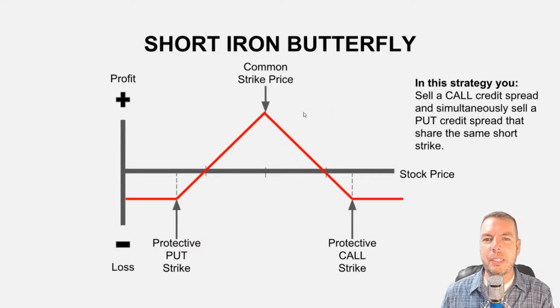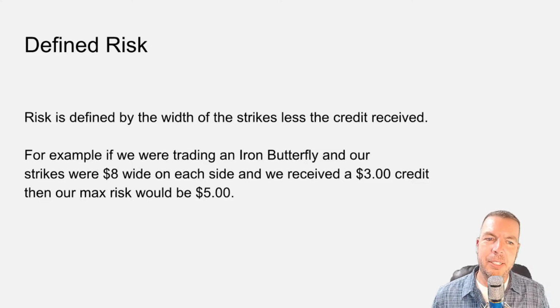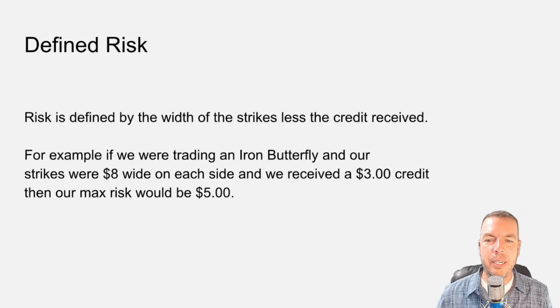Let's talk about our risk and how risk is defined in selling an iron butterfly. So risk is defined by the width of the strikes less the credit received. So for example, if we were trading an iron butterfly and our strikes were $8 wide on each side, and we received a $3 credit, then our max risk would be $5.